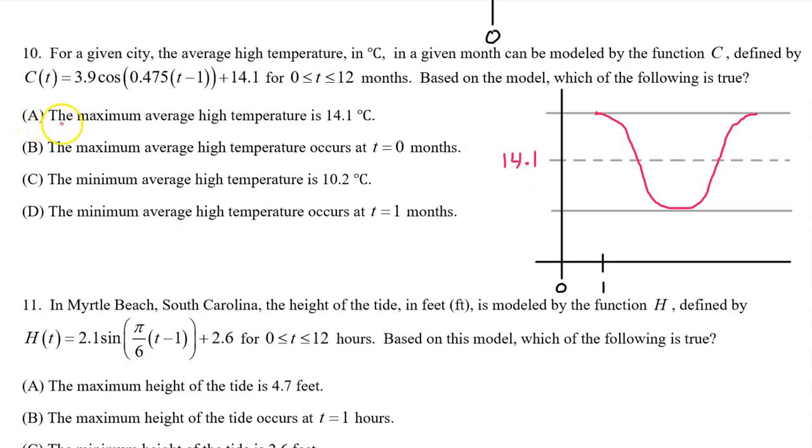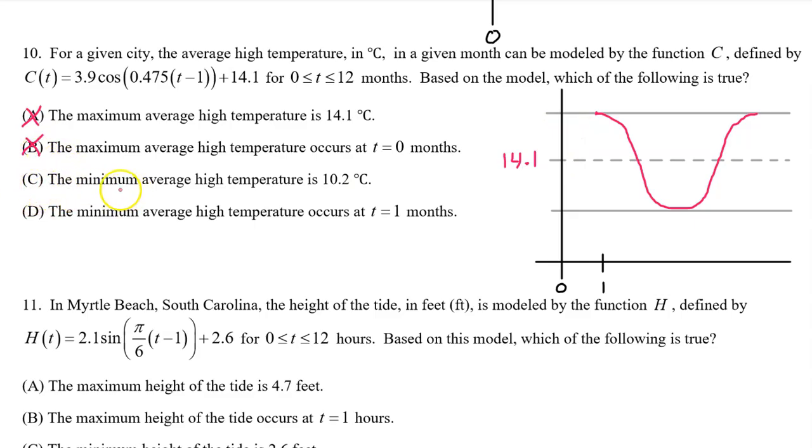So, option A, the maximum average high temperature is 14.1 degrees Celsius. Nope, that's the middle average high temperature. So the answer is not A. Option B, the maximum average high temperature occurs at T equals 0. Nope, the maximum temperature occurs at T equals 1. At T equals 0, it's going to be somewhat below that. So the answer is not B.